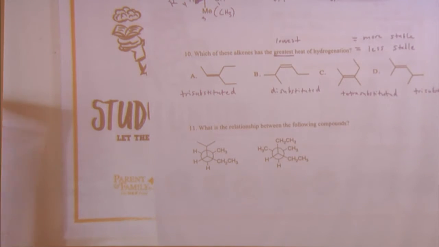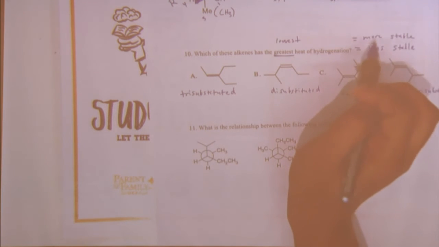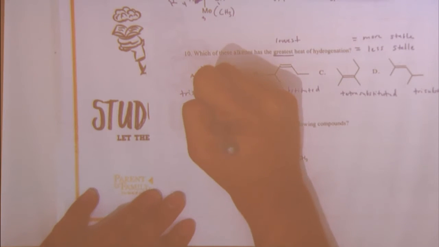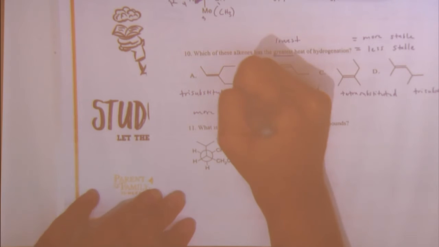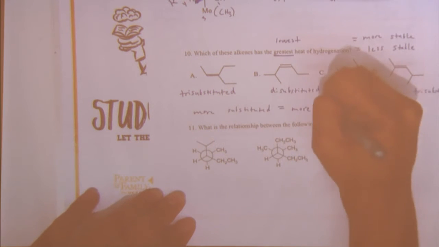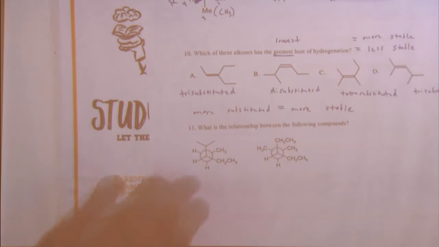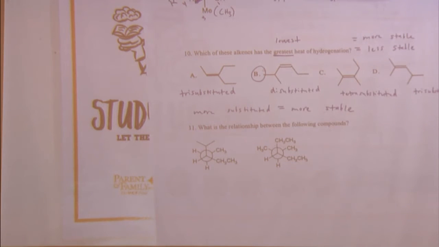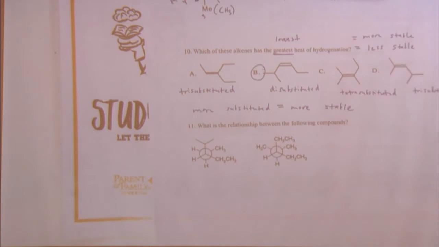So for this problem, since we're looking for the greatest heat of hydrogenation, the more substituted an alkene is, the more stable. So we're looking for the less substituted alkene, because that'll be the less stable one, which would be B. But just as likely, if they were asking which of these alkenes has the lowest heat of hydrogenation, then we'll say the tetra-substituted one.